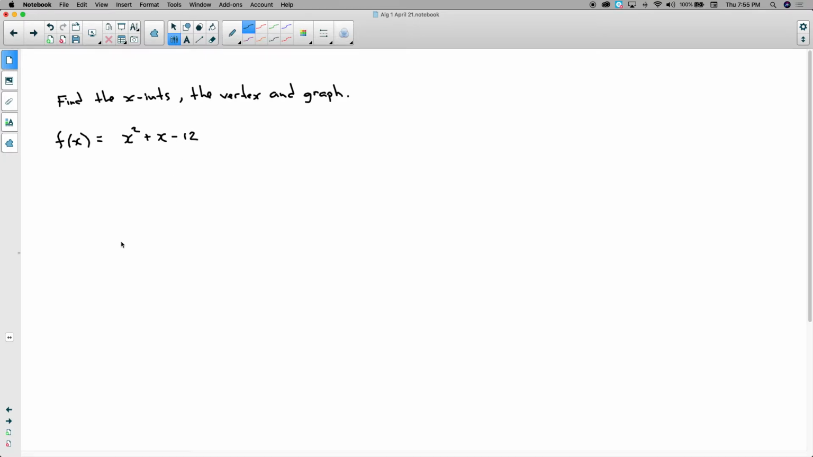Okay, so this looks like standard form, and I could do a lot with this. Like I could say it opens up and its pattern is the normal 1, 1, 2, 4, 3, 9 pattern. And I can find the vertex's x-coordinate by using negative b over 2a. But I'm not going to do any of that. That's not what I'm after. I'm after the x-intercepts, the vertex, and the graph.